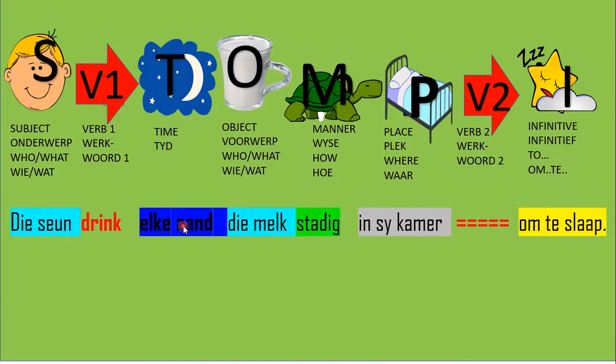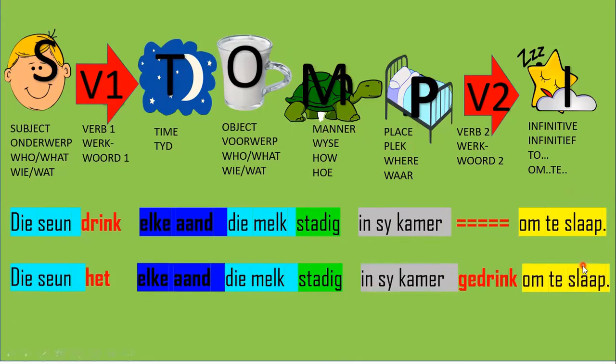Hoekom drink die seun elke aand die melk? Om te slaap. He drinks milk every evening. Why? To sleep. Where? Place, in sy kamer, in his room. How, the manner? Stadig. No, it takes his time. He is relaxed. He takes his time.